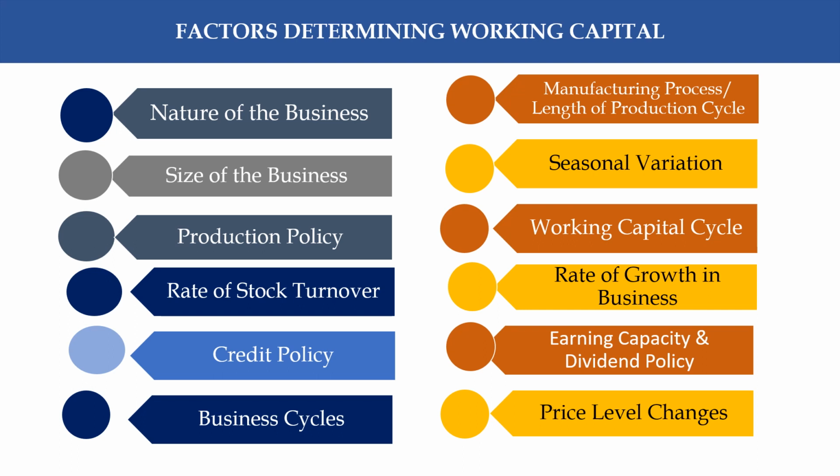Number three is production policy. For certain goods, we receive orders only during certain occasions. If the production policy of the concern is to produce goods throughout the year and keep them ready for sale, in that case, it needs more working capital. On the other hand, if the policy is to produce goods only when it receives orders, in that case, it needs more working capital during a peak season and less working capital during off season.